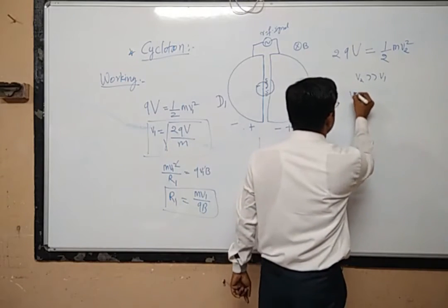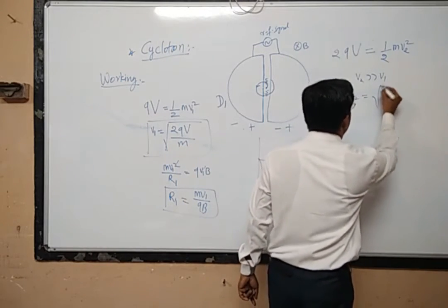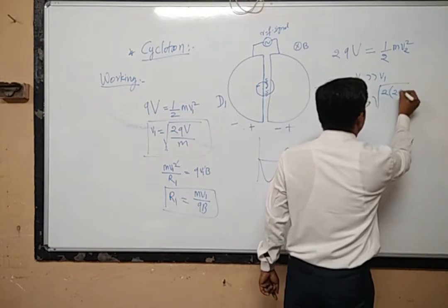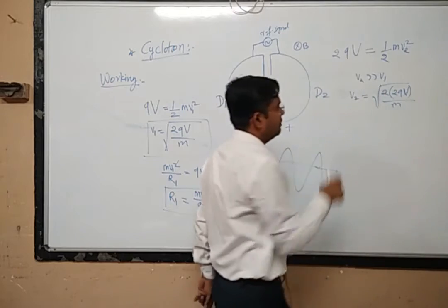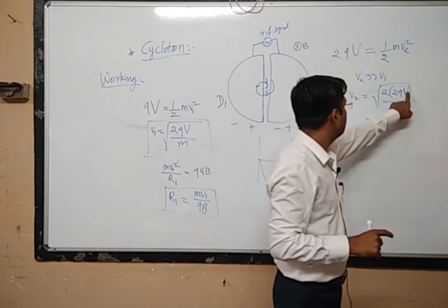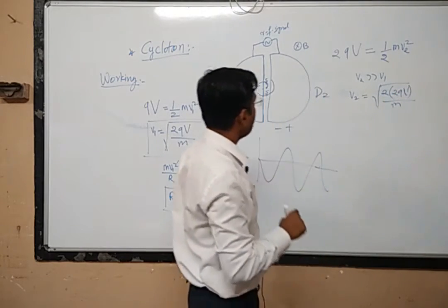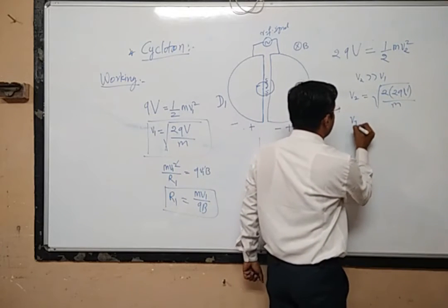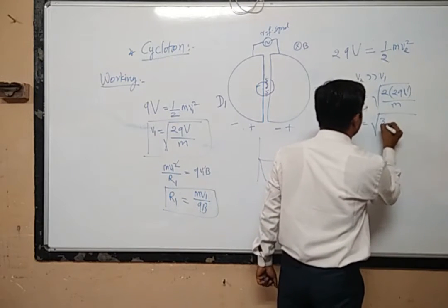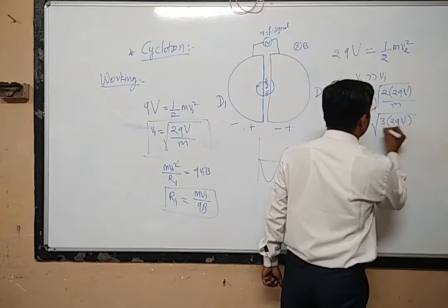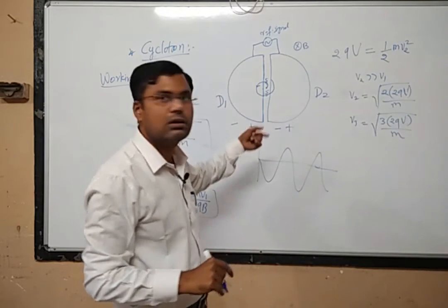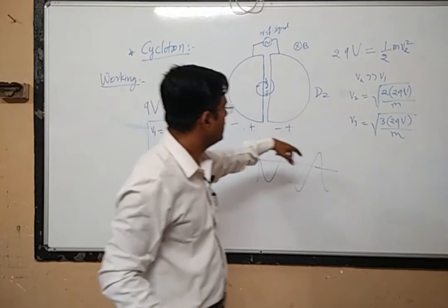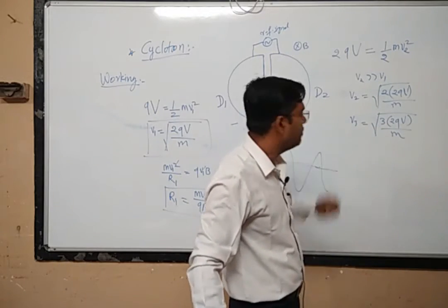Okay, so in this case we get the value for v2 as the square root of 2 times 2qV divided by m. This capital V, this V is capital, that we should remember, right? Similarly v3 will be the square root of 3 times 2qV divided by m, and v4 will be 4 times 2qV divided by m. So depending on the number of rotations, the velocity of the charged particle will be more and more.